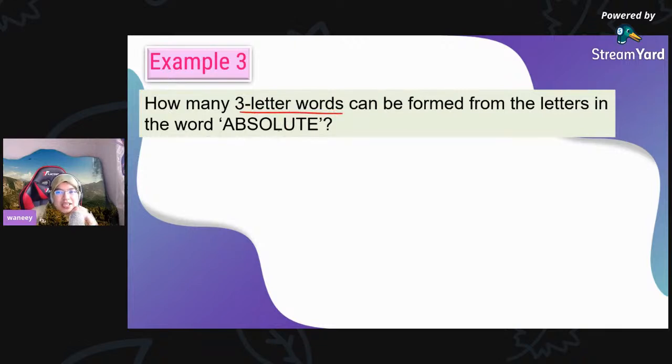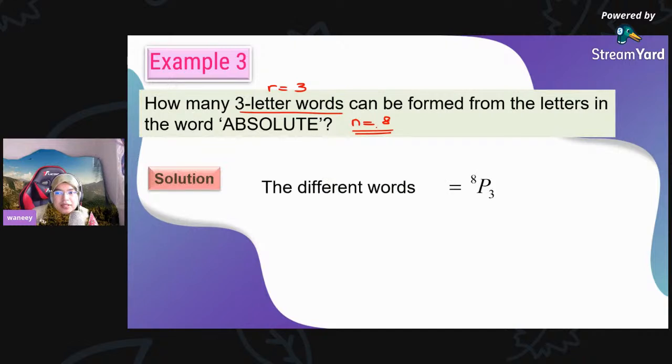And basically I want 3-letter words. Let us see how many n we have here: 1, 2, 3, 4, 5, 6, 7, 8. So altogether, I have 8 of them, and I want a 3-letter word, so r is equal to 3. That means the number of words is 8P3, which is 336 words.